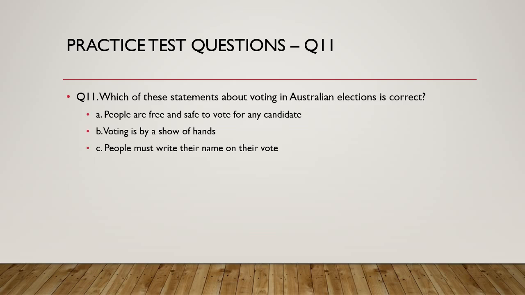Question 11. Which of these statements about voting in Australian elections is correct? Either it's A. People are free and safe to vote for any candidate. B. Voting is by a show of hands. Or C. People must write their name on their vote. The answer is A. People are free and safe to vote for any candidate.